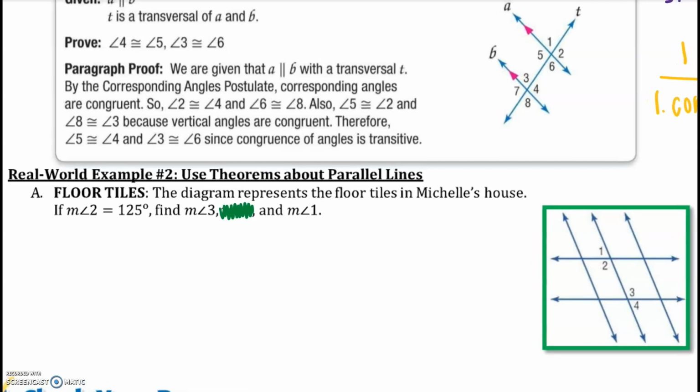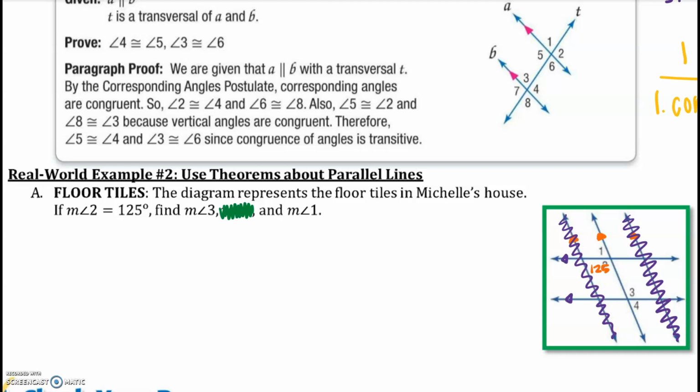All right, the diagram represents the floor of Michelle's house. I know that the measure of angle 2 right here is 125 degrees. I need to find the measure of angle 3 and the measure of angle 1. Because they're tiles, I can assume that I want my tiles to be parallel. Now they give us some extra lines, so remember what we talked about. If you don't need it, go ahead and scratch out what you don't need. It also looks like I probably don't need this one. So I'm going to look at these lines as being my parallel lines.